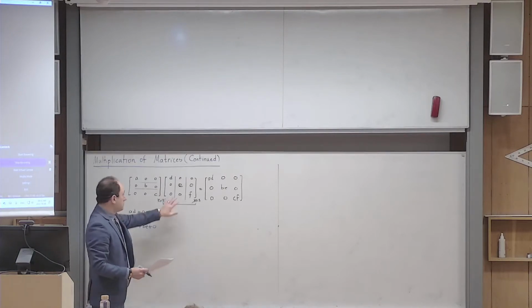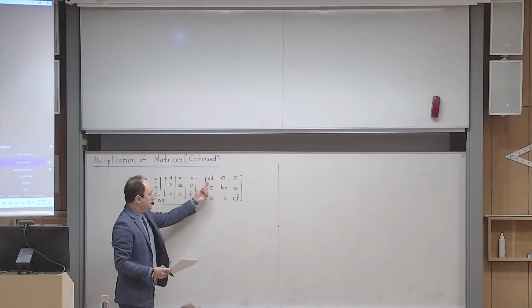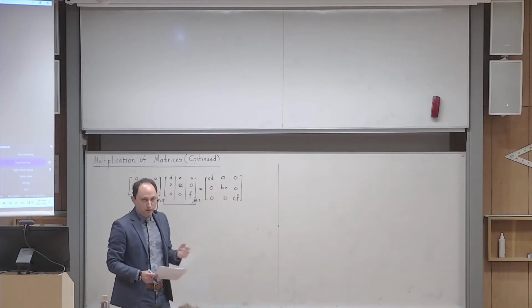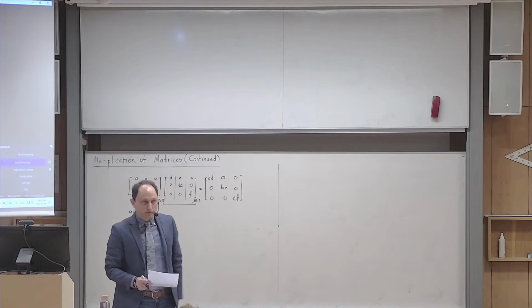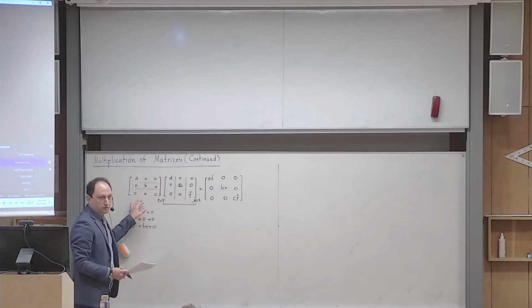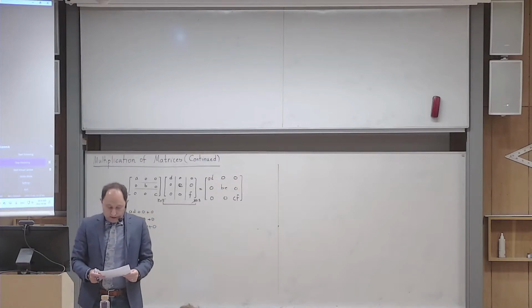Do you agree? Because if I interchange them and multiply them, what will happen? The result will be dA, EB, and FC, but these are just numbers, so that would be the same. So when it comes to multiplying diagonal matrices, I don't need to be careful about the order in which I multiply them, yes? Okay.